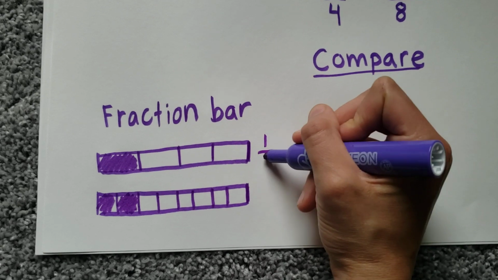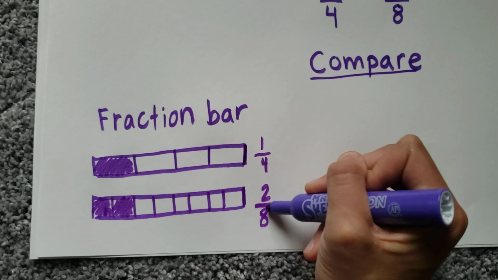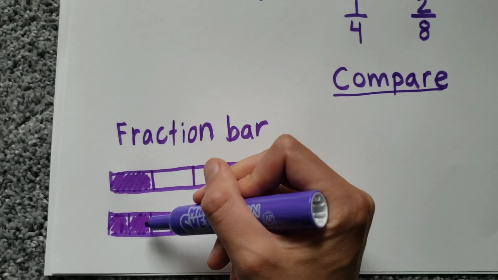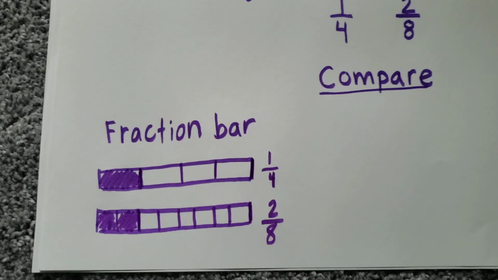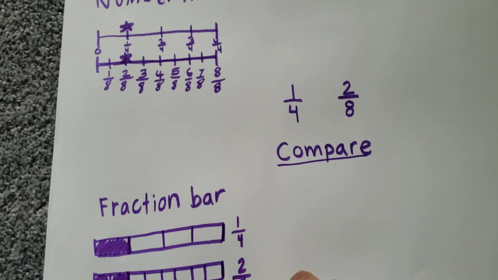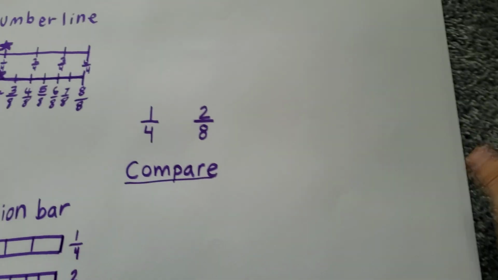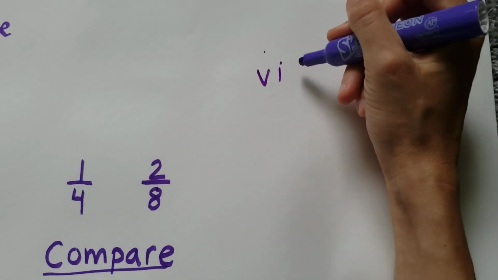This fraction bar shows 1/4. This fraction bar shows 2/8. If I notice, they look very similar. They could be equal or equivalent. Let's go ahead and use our last form, which is a visual model.